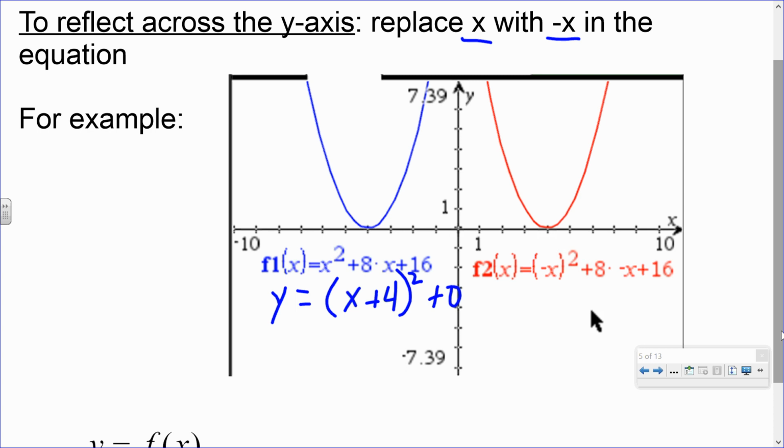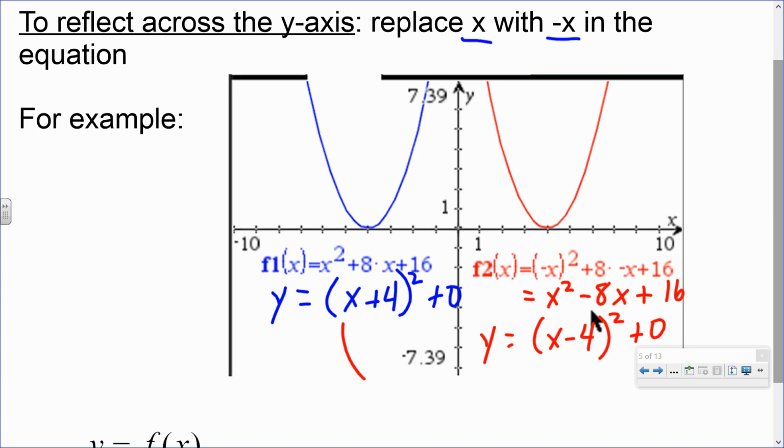So if we flip that, we're going to change x to -x. So instead of x squared, I'm going to have -x times -x. And I'm going to have a -x here, which means this one becomes x squared minus 8x plus 16. So this one becomes y equals x minus 4 squared plus 0. So it has a vertex of the opposite of this -4, so +4, comma 0.